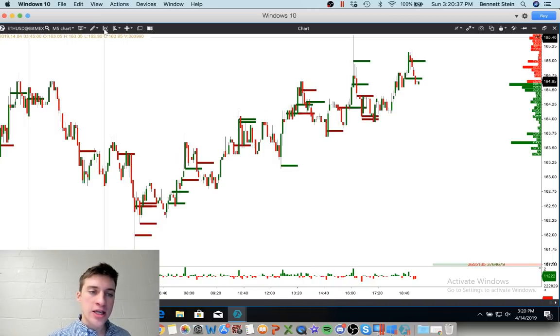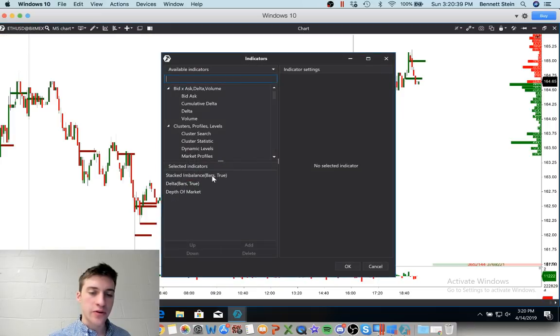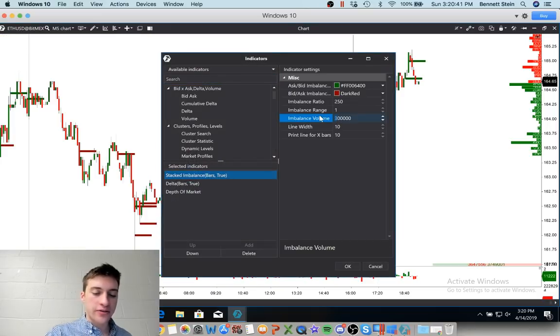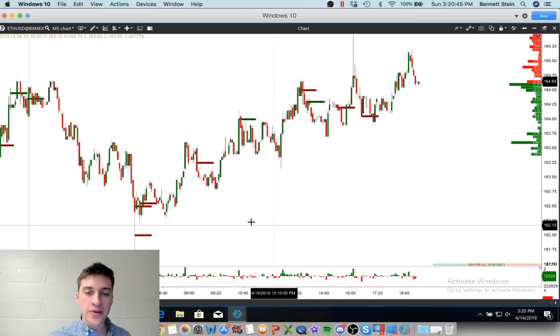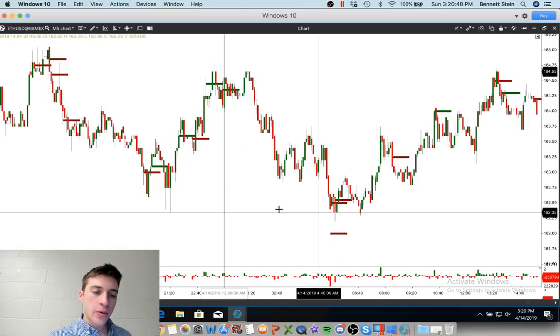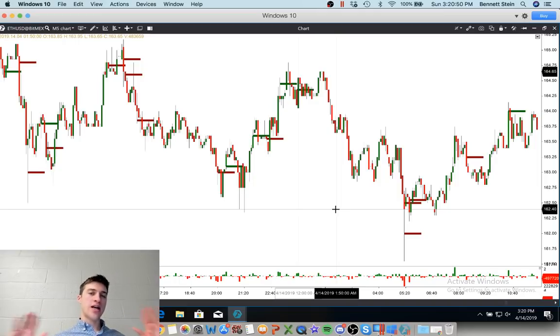Adjust your settings to whatever you feel comfortable looking at. I could look at a 500, or maybe that doesn't really show me much. I could look at a 400 here and get some good readings too. But what I tend to see is the larger that I put my stacked imbalance volume, the more likely it is a reversal.